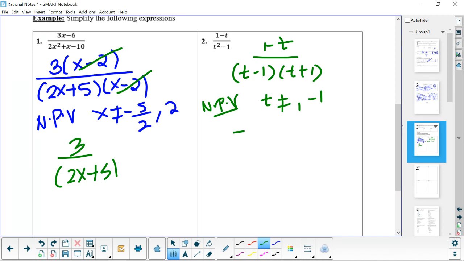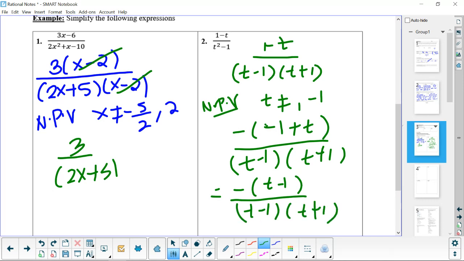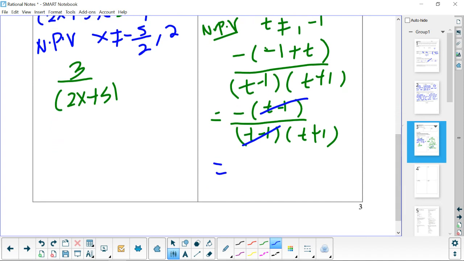So in the numerator, I can take a negative out, and I can write 1 minus t as -1 plus t, because it's the same thing. When I open the bracket, I will get +1 and -t. Okay. -1 plus t can also be written as t minus 1. T minus 1 and t minus 1 will cancel out because they both are common factors here. So my answer is -1 divided by t plus 1.